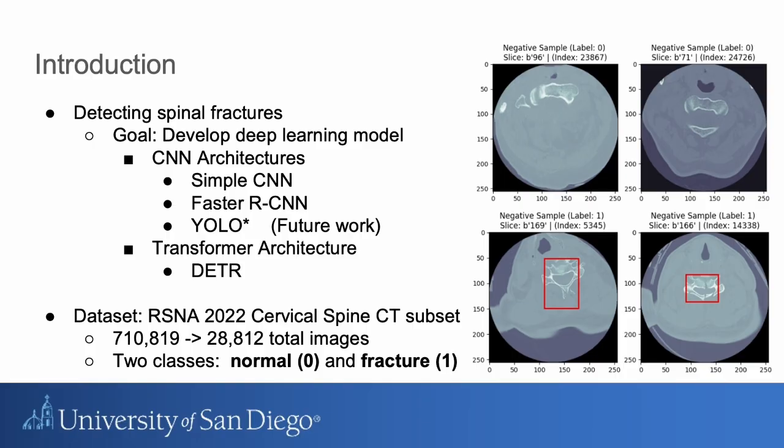The goal of this project is to develop a robust deep learning model that can accurately detect cervical spine fractures, which will also help assist healthcare professionals to evaluate bone fusion. We explored CNN architecture models such as a simple CNN, Faster R-CNN, and YOLO, as well as a transformer model, DETR. However, the YOLO model needs further refinement, so we will keep the focus on the other models in this report. The data for this project is from the Radiological Society of North America 2022 Cervical Spine Fracture Detection Featured Code Competition dataset and is open source from Kaggle.